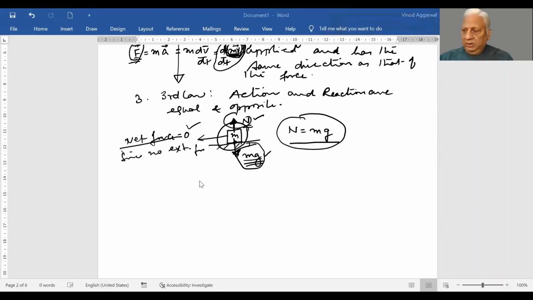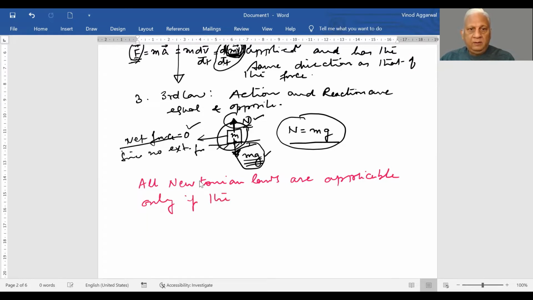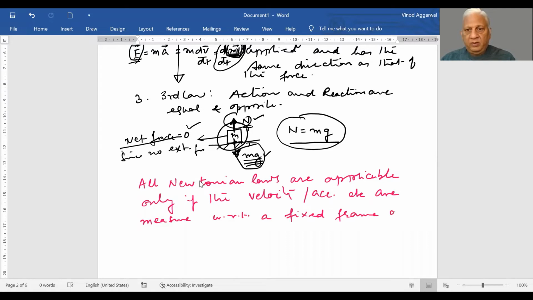We have to keep one thing in mind, that whatever laws we have seen above, all Newtonian laws are applicable only if the velocity, acceleration, etc. are measured with respect to a fixed frame of reference called inertial frame.